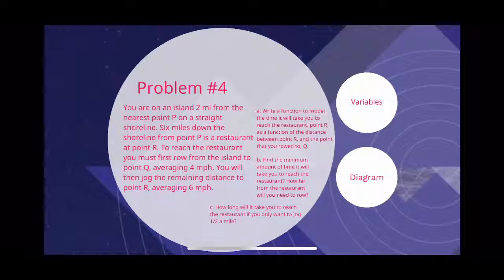In Part A, we were assigned to create a model to reach point R as a function of the distance between point R and point Q, where you row to. In Part B, we were assigned to find the minimum time it will take you to reach the restaurant and how far you need to row from the restaurant. Part C asked how long it would take to jog only half a mile.